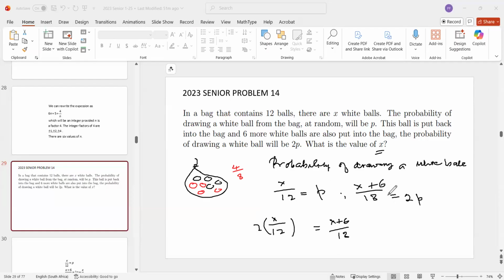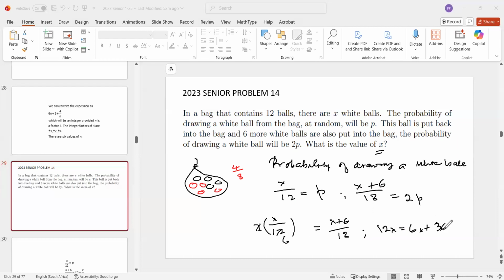Because it's given, 2P is equal to (X plus 6)/18. Okay, the 2 cancels with this. That gives X/6 is equal to (X plus 6)/12. Cross multiply, you get 12X is equal to 6X plus 36.